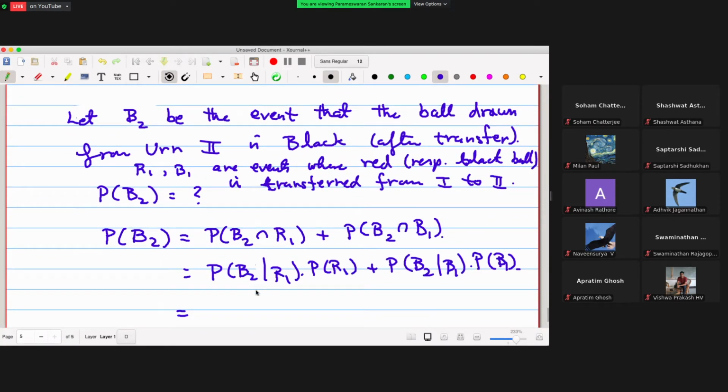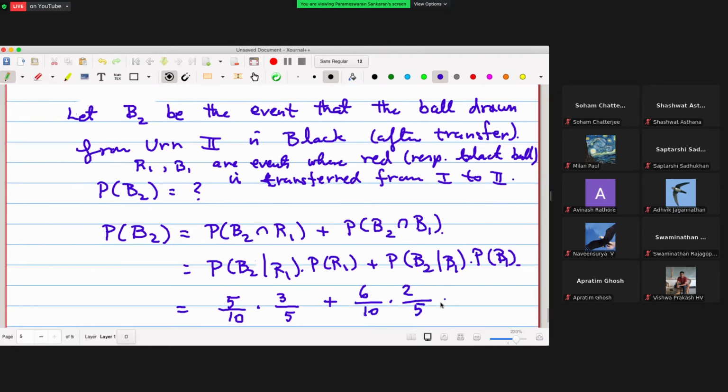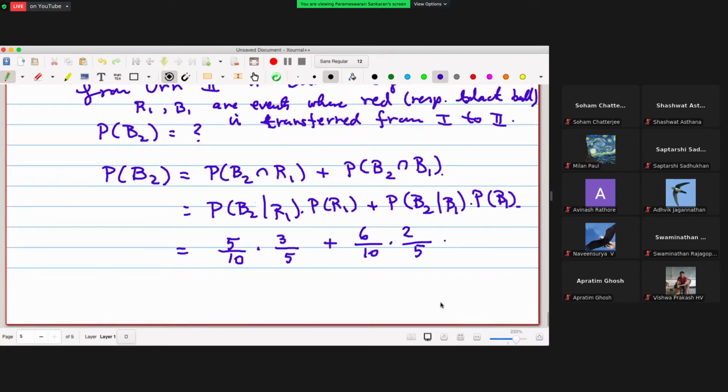And these are required to compute the required things. So here, given that R1 has taken place, it is 5 out of 10, 5 by 10 times probability of R1. I remember the composition 3 by 5 plus here this has become 4 and 6. So 6 by 10 times B1, that is 2 by 5. And you can simplify that. Simplify and get the answer. Fairly easy to simplify. Okay.